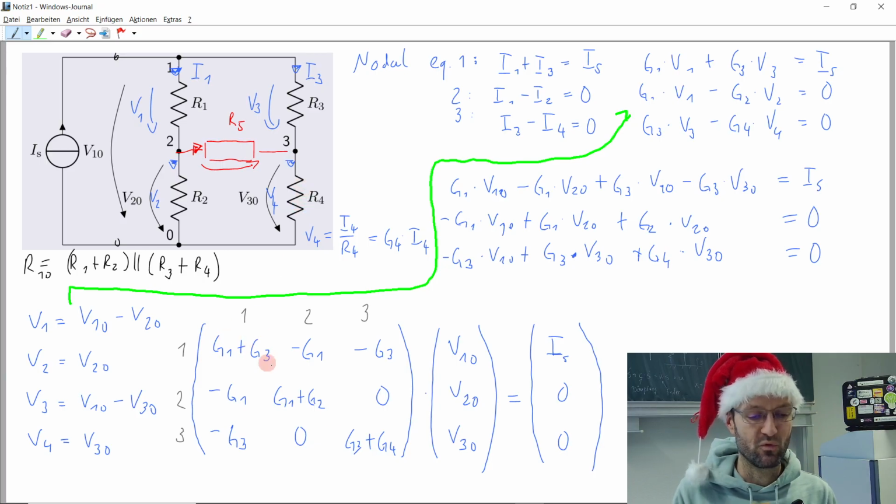So what would be the rule to set up the elements on the main diagonal? It's always the sum of the conductances that are connected to each node. Right? At this node we have these two resistors, that's why we have G1 plus G3. At this node we have R1 and R2, that's why we have G1 plus G2. Here we have R3 and R4, that's why we have G3 plus G4. On the main diagonal, it's the sum of the conductances connected to each node.